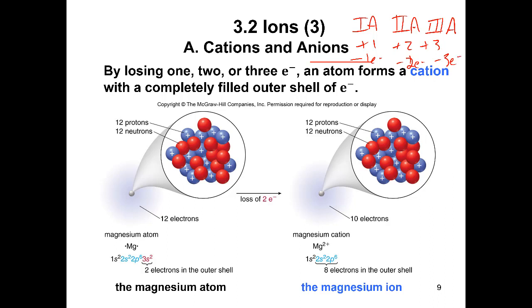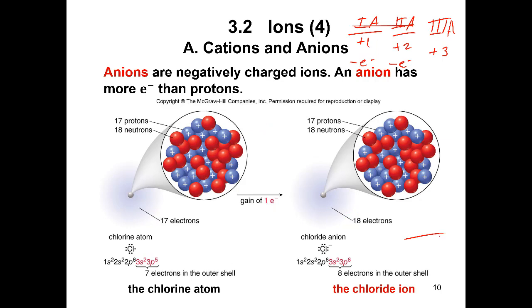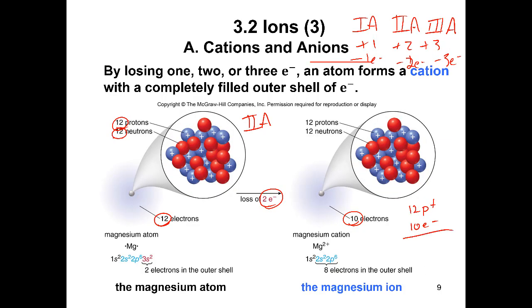Okay, so we had magnesium, and it's in group 2A. So it had 12 neutrons and 12 protons and 12 electrons in the element. When it forms an ion, it's going to lose 2 electrons, and so it now only has 10 electrons because it lost 2. So 12 protons and 10 electrons gives it a 2+ charge.